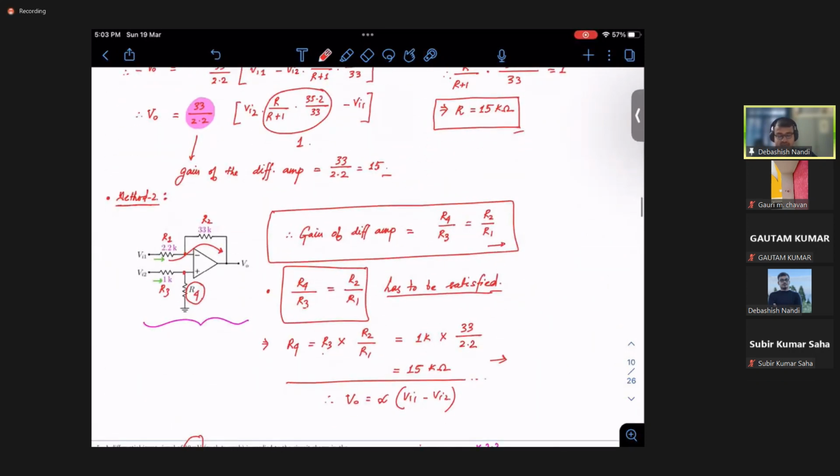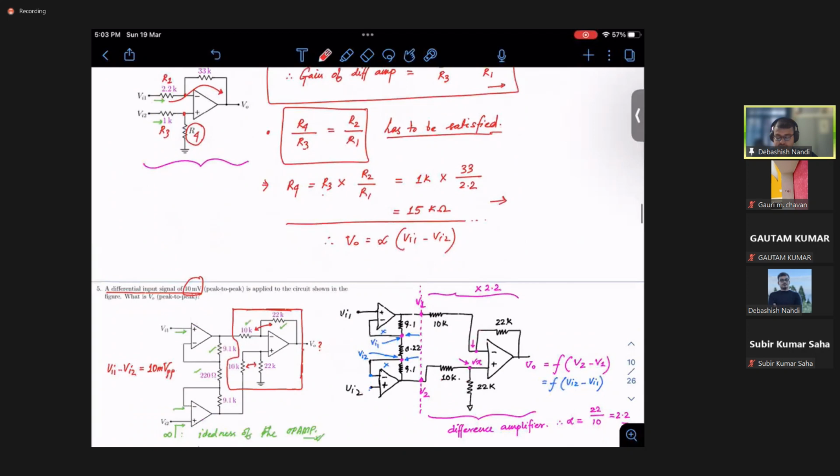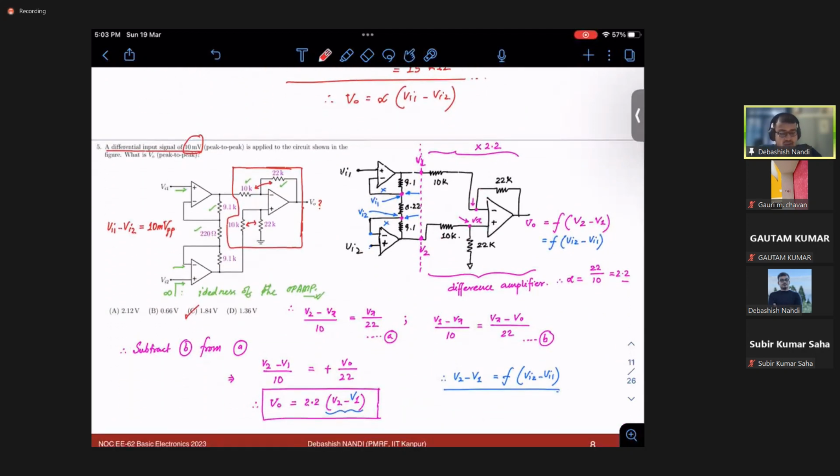Again, another purpose is that you have more handles to control the gain. It means you have more knobs to play with, or more resistances to play with. You have four resistors to play with, right? Next, we have analyzed another circuit.